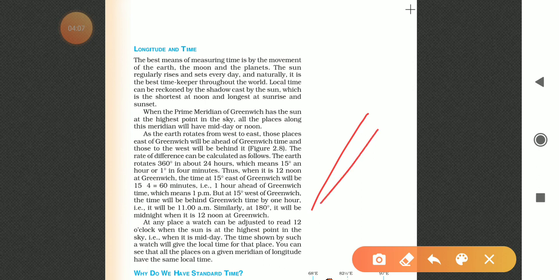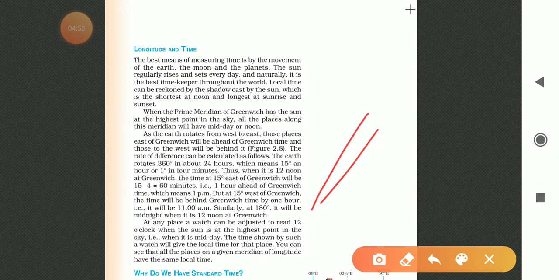The rate of difference can be calculated as follows. The earth rotates 360 degrees in about 24 hours, which means 15 degrees an hour or 1 degree in 4 minutes. Thus, when it is 12 noon at Greenwich, the time at 15 degrees east of Greenwich will be 15 into 4 equal 60 minutes, that is 1 hour ahead of Greenwich time, which means 1 p.m.